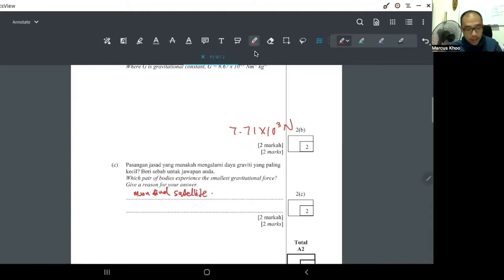Why? Because the masses are small compared to the Earth's mass. Both the masses of the moon and the satellite will have very small mass compared to the Earth.